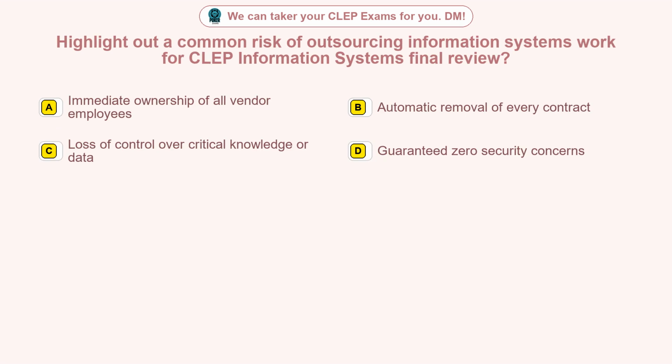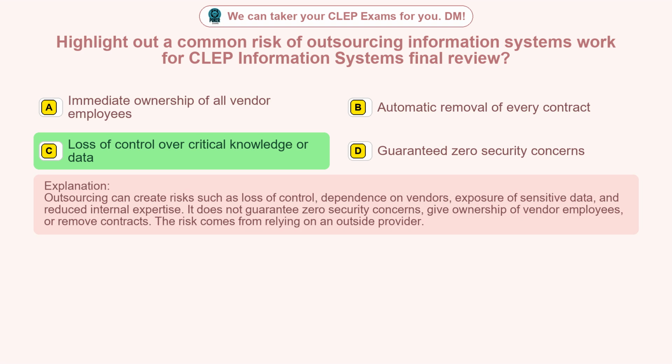Question 96. Highlight a common risk of outsourcing information systems work for CLEP Information Systems final review. Option A. Immediate ownership of all vendor employees. Option B. Automatic removal of every contract. Option C. Loss of control over critical knowledge or data. Option D. Guaranteed zero security concerns. The correct answer is option C. Loss of control over critical knowledge or data.